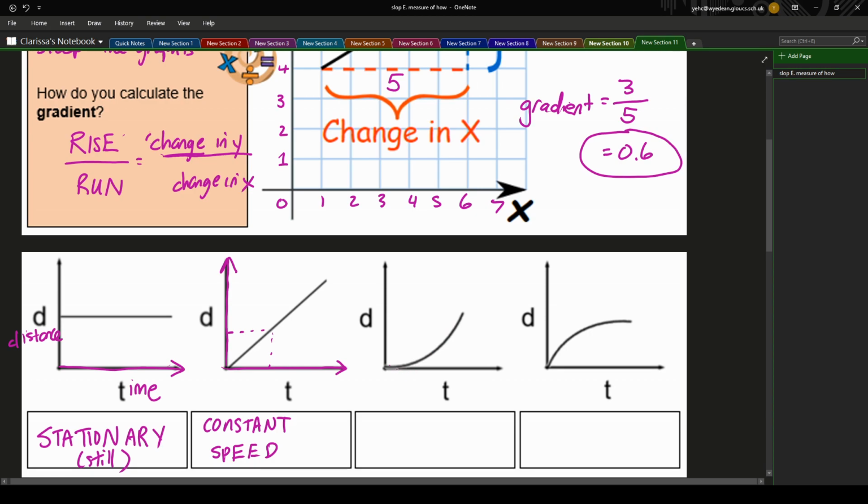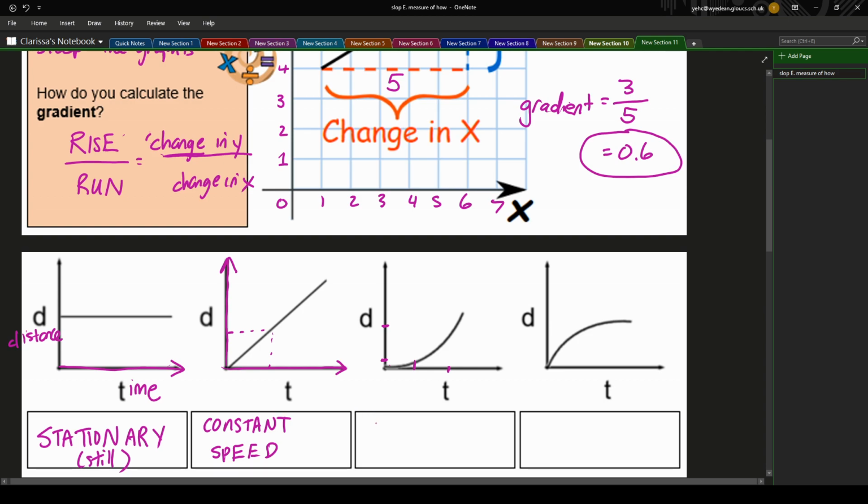So let's analyze this again. As time increases, the distance is increasing, but not by the same amount each time. For example, at the start, as time passes, distance only went up a tiny little bit, but then the same time passes and then distance goes up by a lot. So at the start, the object, you can think of it, was traveling really slow because as time passed, it only moved a little bit. But then later on in the journey, as time passed, it started moving quite a bit more.